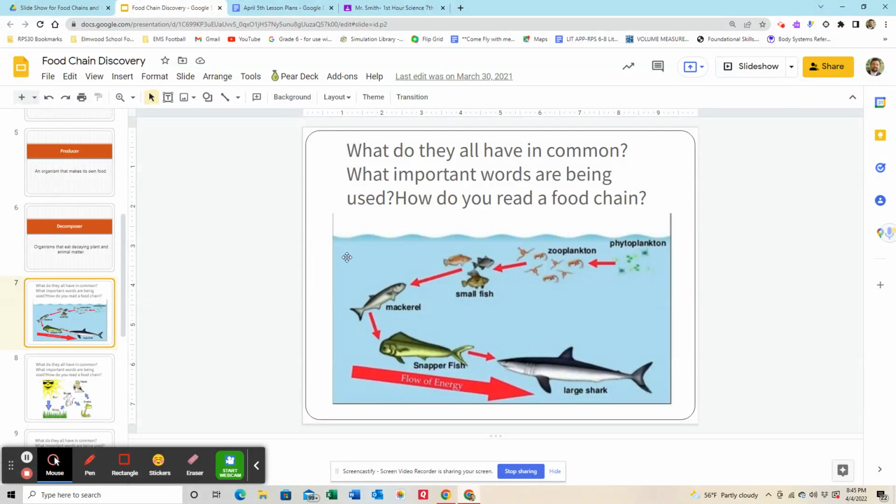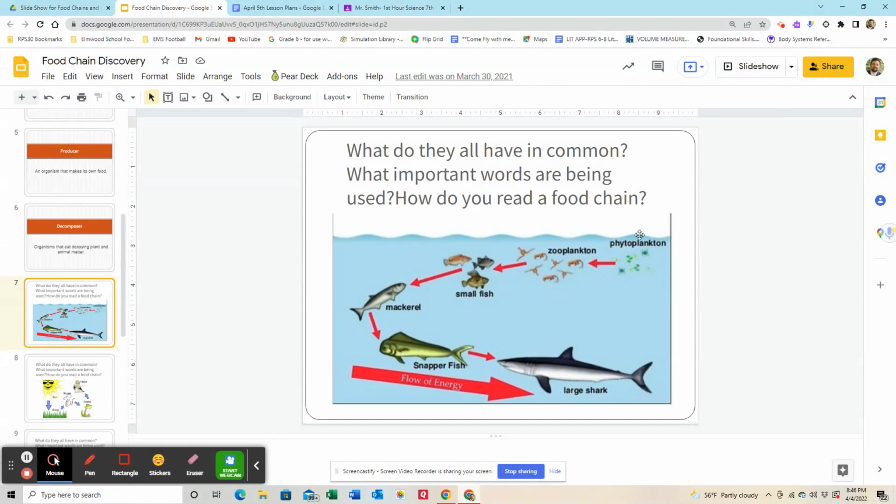They typically are recycling energy in food chains. This is an example of a food chain. And so the question is, what do all food chains have in common? What important words are being used? How do you read a food chain? So we see flow of energy. That's really the key. So the arrows in the food chain are pointing upward as the energy flows, right?